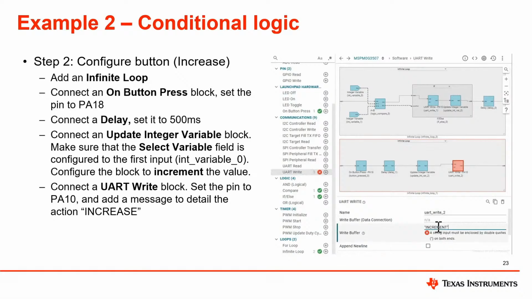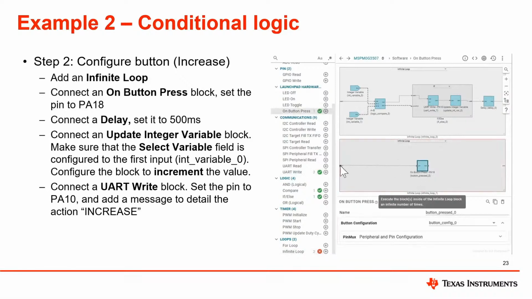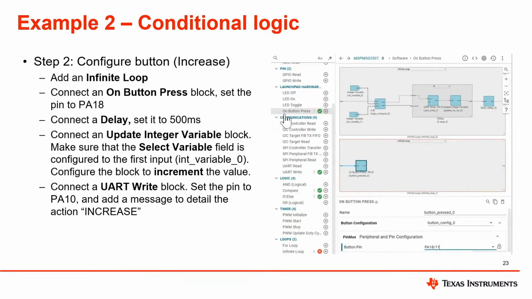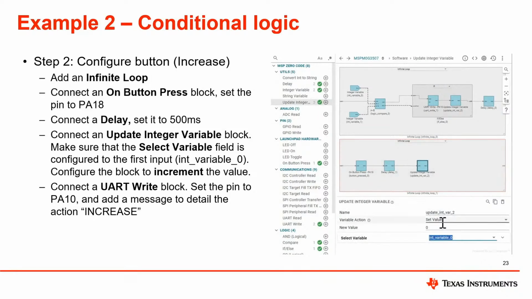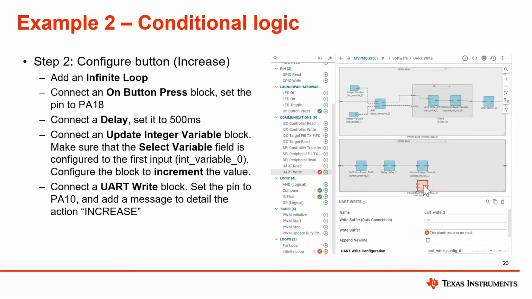Then you would set a delay in order to allow for the propagation and connect an update integer variable block, making sure that the select variable field is configured to the first input. Configure the block to increment the value, and then connect a UART write block and set it to PA10 and add the message to detail the action, increase. So with all of this done, it asks the functionality where if you press the button, it'll wait a second, update the integer value, and then write out on PA10 increase.